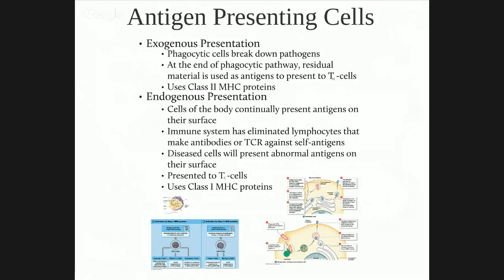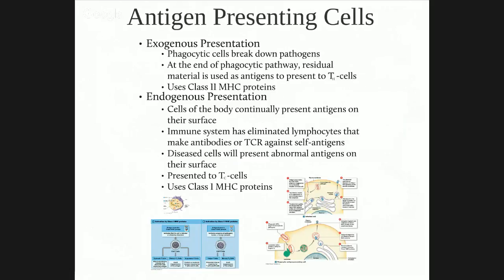There are two types of antigens: exogenous antigens and endogenous antigens. Exogenous means produced outside of your body. Endogenous means produced within your body. Exogenous antigens would be pathogens that get into your body, or pollen or something like that gets in. Endogenous antigens are things that your body makes itself.